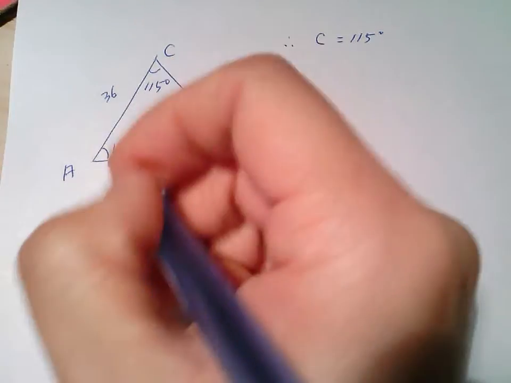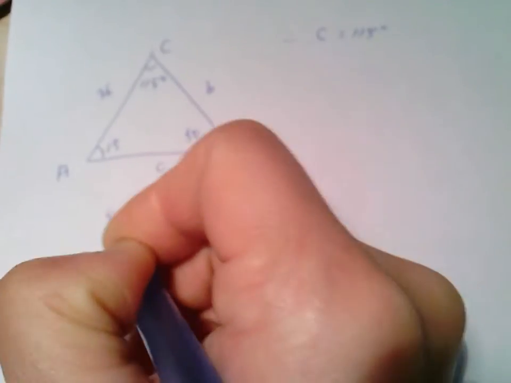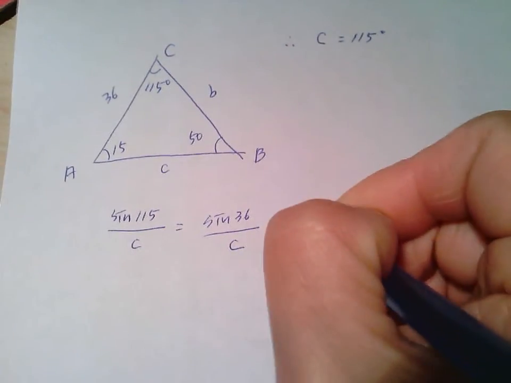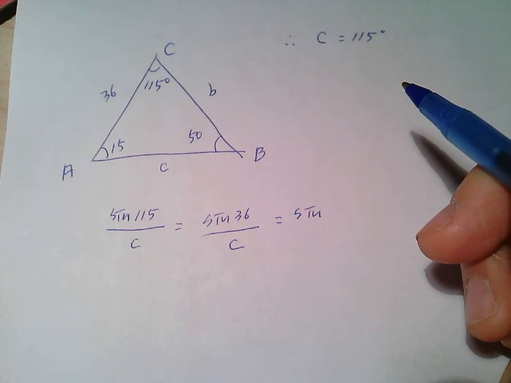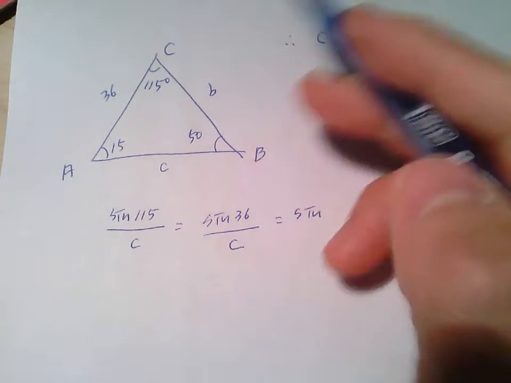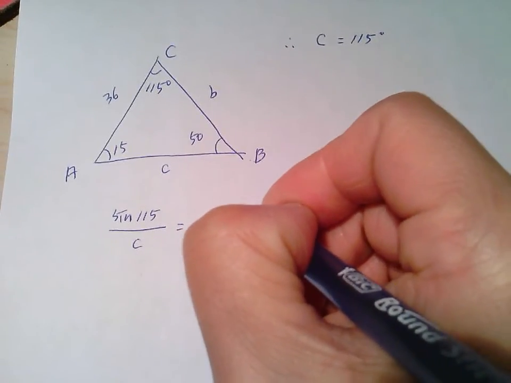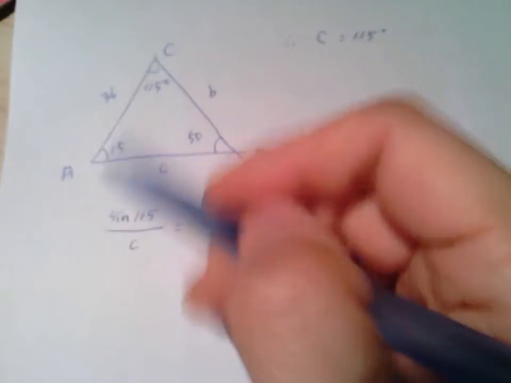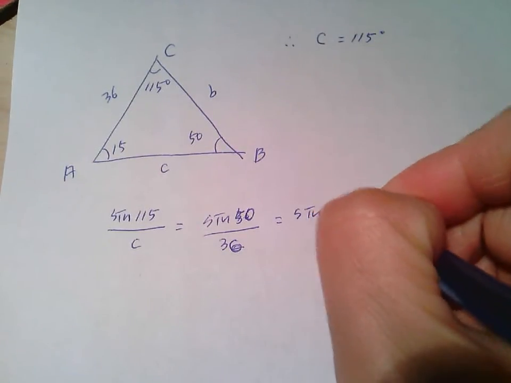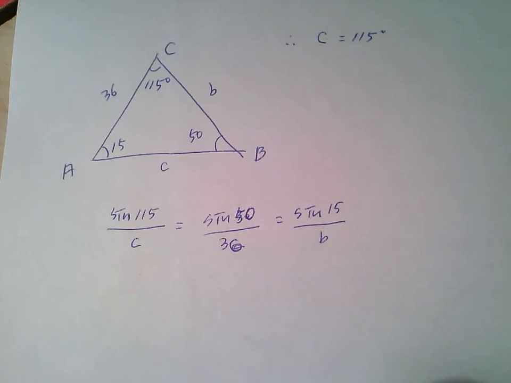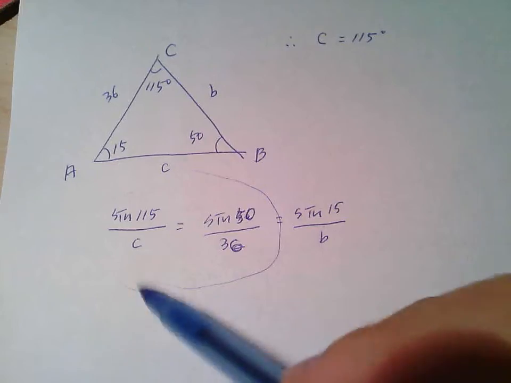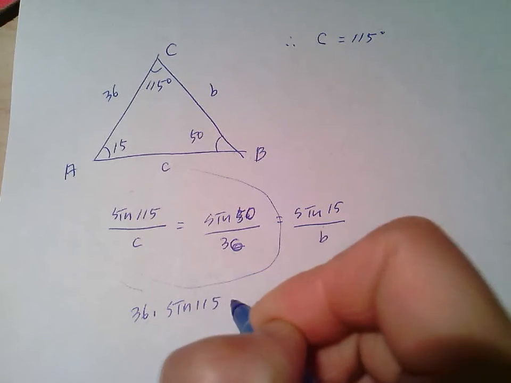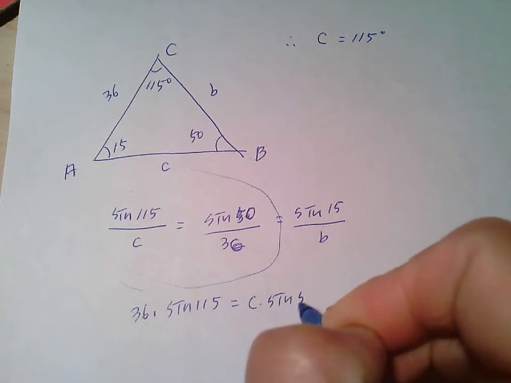All right. So now let me just make the ratio. Sine 115 over C equal to sine of 50, oh, I'm sorry, sine of 50 over 36, because that's the length. And then sine of 15, that is over B, right? Okay. So we're going to make the first ratio. So cross multiply. So 36 times sine of 115 equal to C times sine of 15.